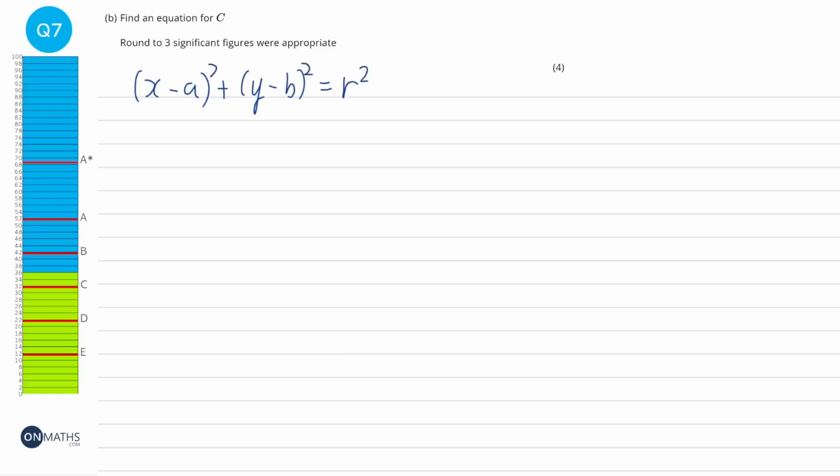All those squared, and the centre of the circle will be AB. So we can fill in parts of it now. We can fill in the fact that the x coordinate is 7 and the y coordinate is 5, but we just need to find the radius.